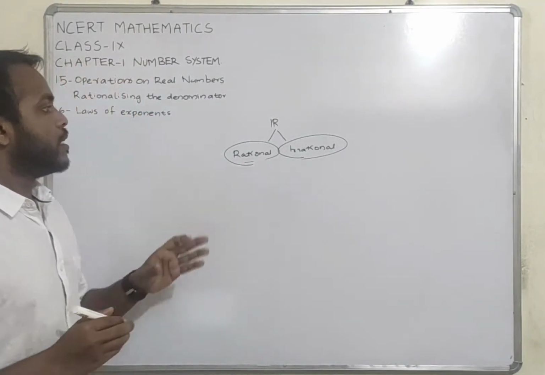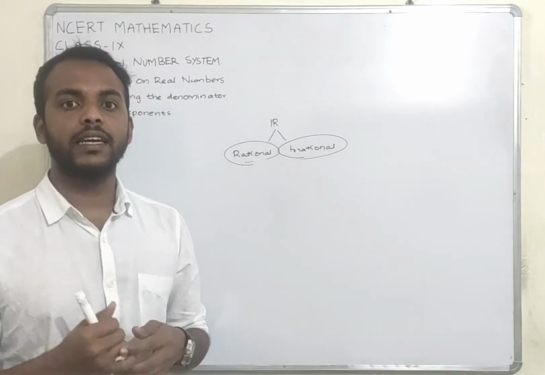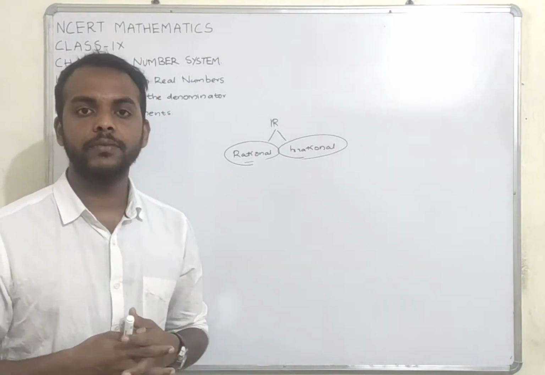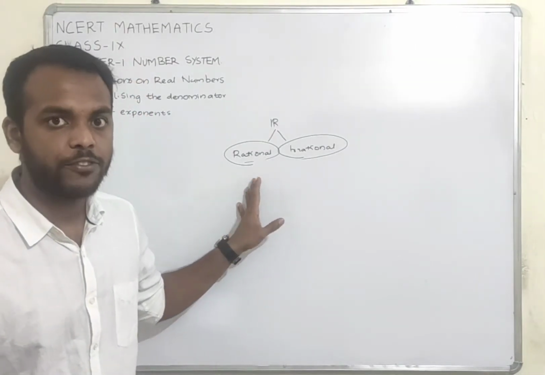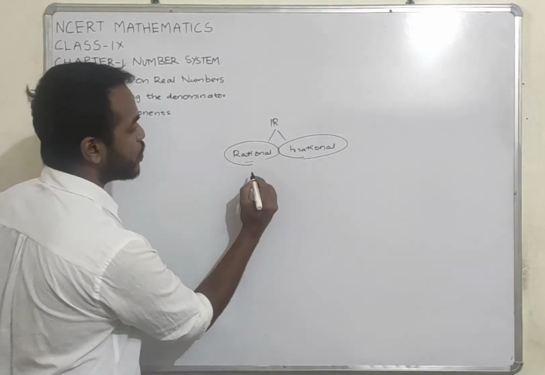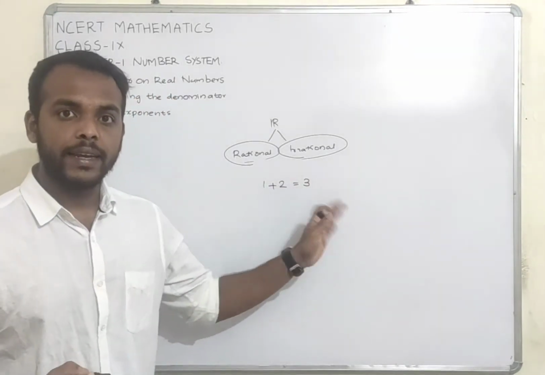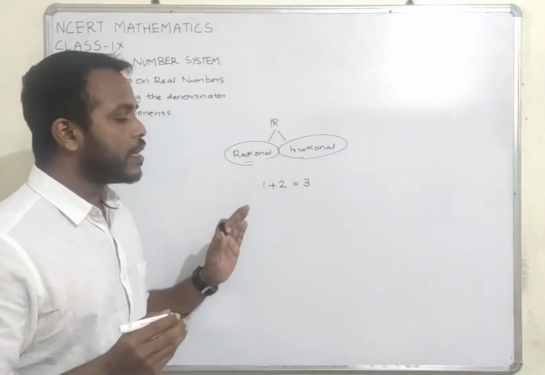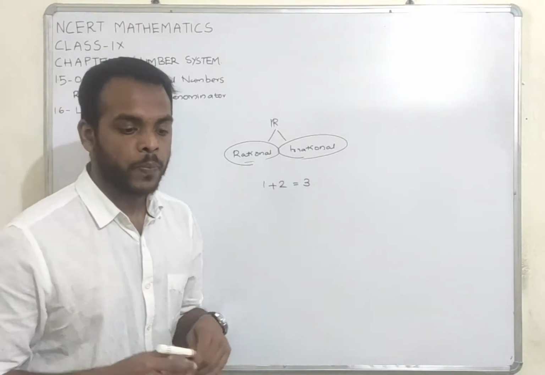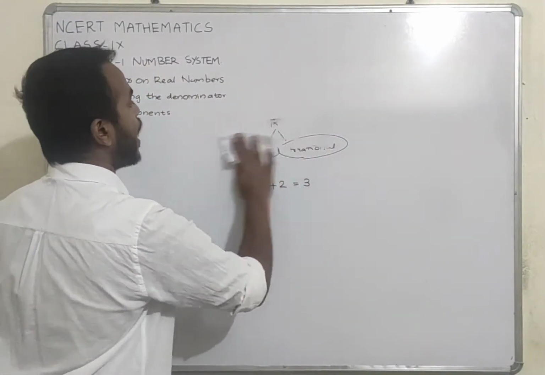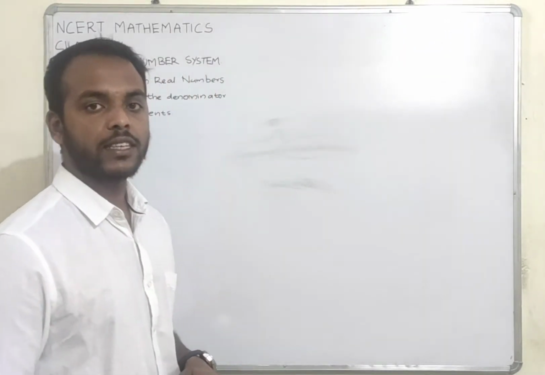Now let's see. We have learned rational numbers have certain properties, like they are associative, commutative, and closed. That is, if we add any two rational numbers, for example 1 plus 2, what is it? 3. It is again a rational number. Now in the same way, we need to check the condition for irrational numbers also. If we add irrational numbers, what are we going to get? We need to look at such things.